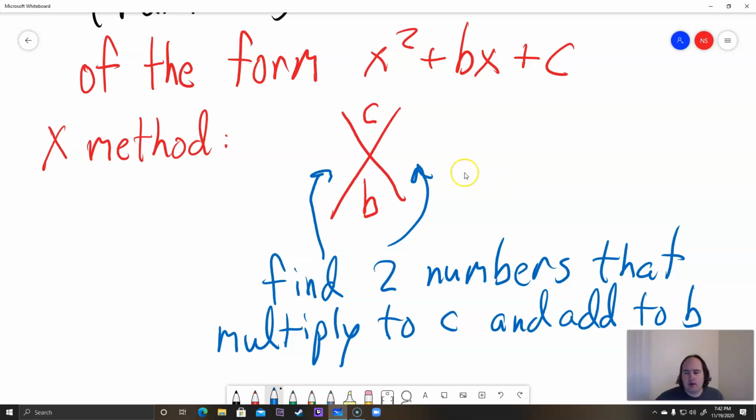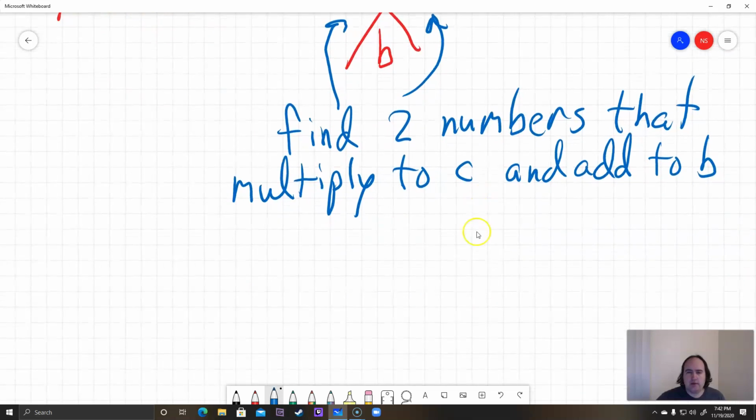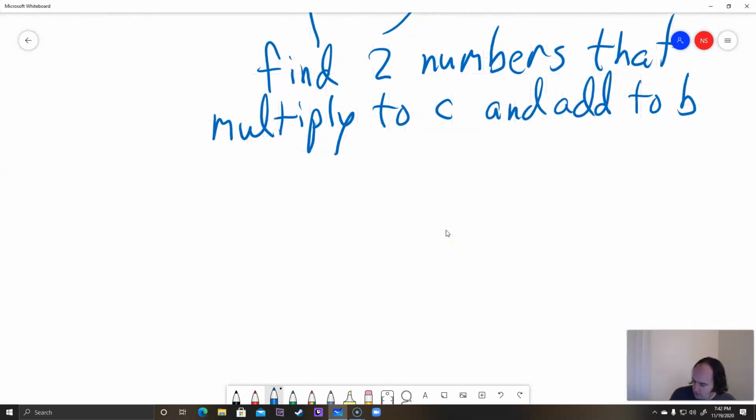And probably the easiest way to do it is by example. So let's see an example of this. But the idea is you want these numbers to multiply to the number on the top and then add to the number on the bottom.